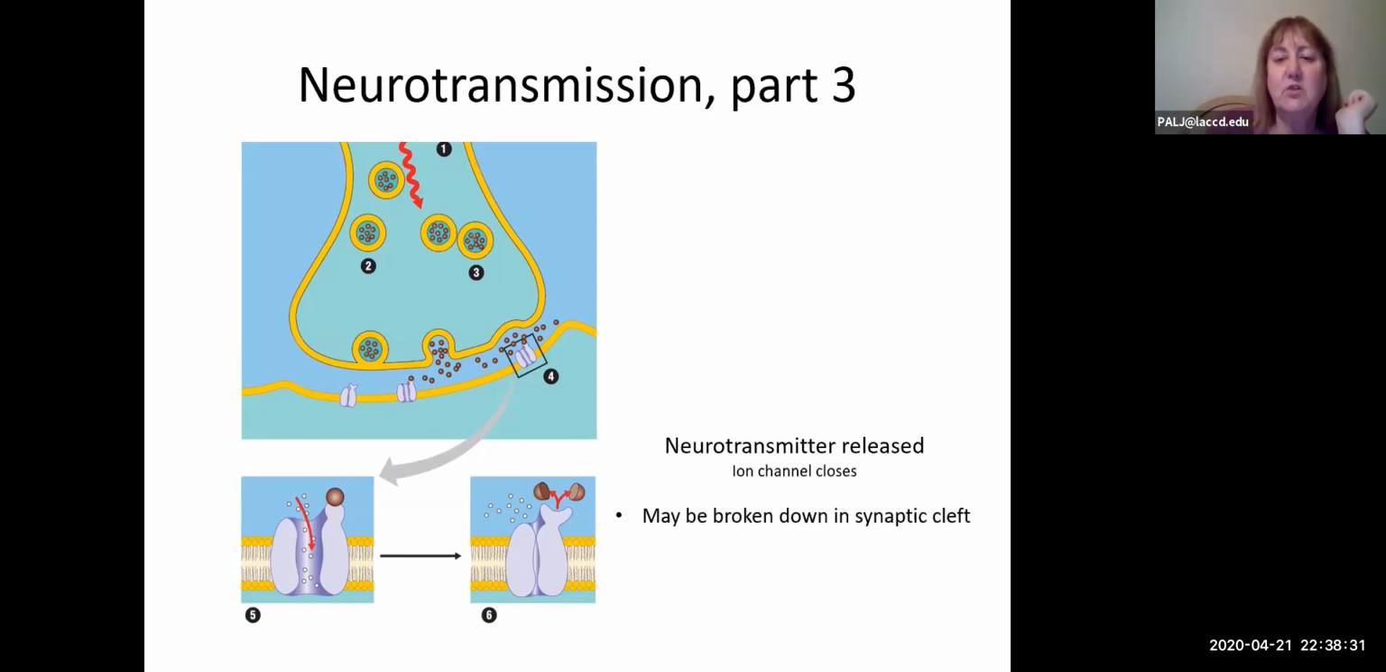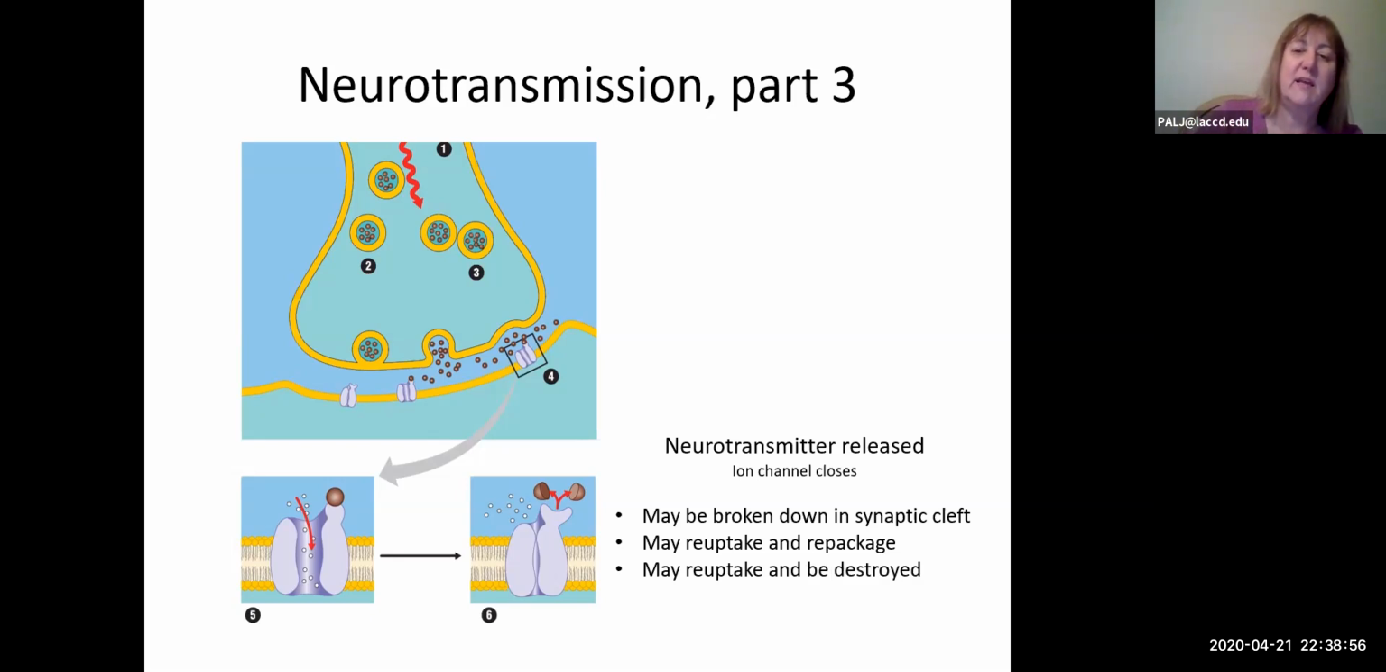So what happens to that neurotransmitter? Well, it might be broken down by enzymes right there in the synaptic cleft, so it can't do anything else. Or it may be taken back up into the presynaptic neuron through endocytosis, and now it's sitting in a vesicle again, waiting for another message to be released and do its job again.